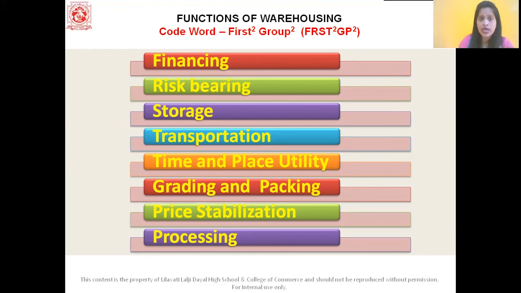Then students, we have grading and packaging. Here the warehouse facilitates packing, processing, grading. So it facilitates all these things also. It gives grades and it does the work of packing also.